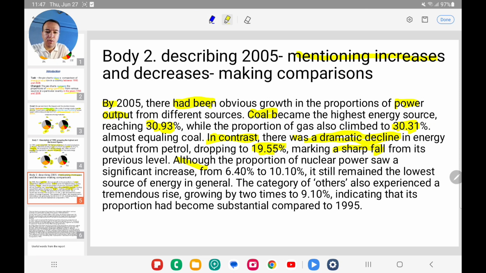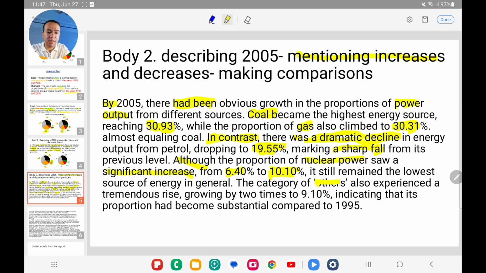So again, comparison. Although the proportion of nuclear power saw a significant increase, it means that nuclear power increased from 6.40 to 10.10, it still remains the lowest source of energy in general. 10% is the lowest compared to coal and the proportion of gas. It still remains the lowest.